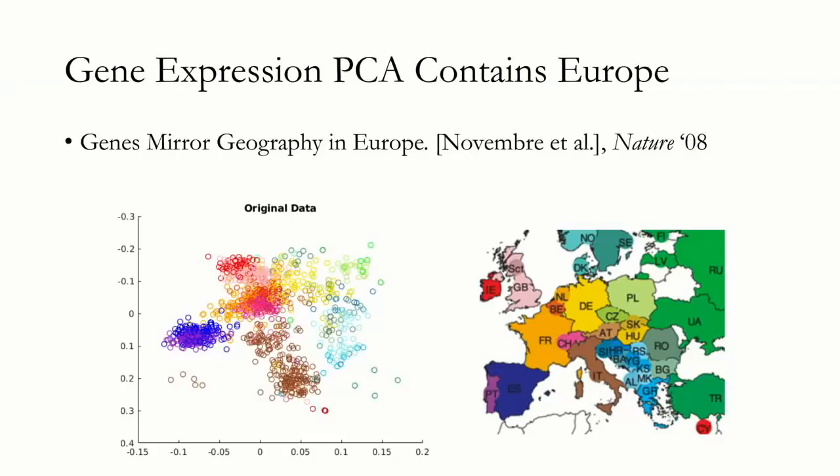Okay, so we did these nice synthetic experiments. They sort of validated the theory. That's nice. But does it actually work on real data? So we tried an experiment called genes mirror geography in Europe. This is a very classic experiment by the Novembre lab at Stanford, like 10 years ago.